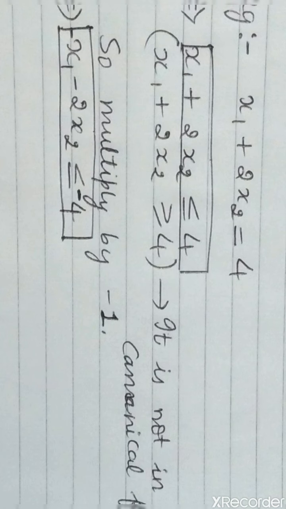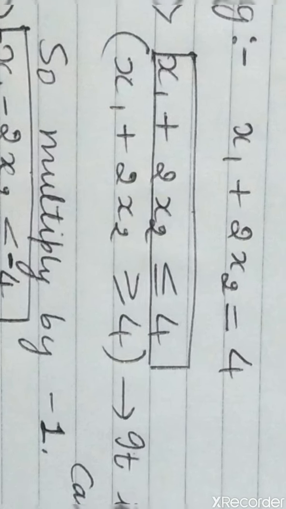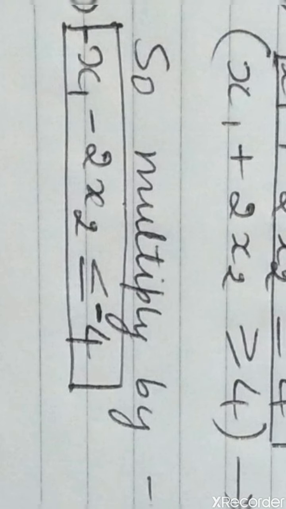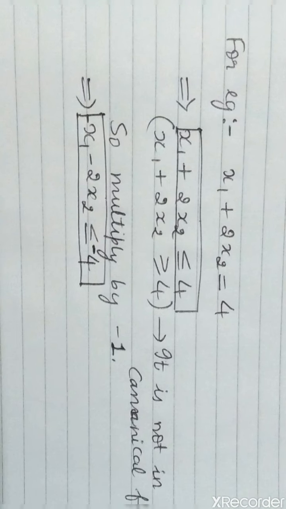But the second equation goes wrong, so you have to convert that equation by multiplying by -1. After that you get minus x1 minus 2x2 less than or equal to minus 4. So now the two equations are x1 plus 2x2 less than or equal to 4, and the second equation is minus x1 minus 2x2 less than or equal to minus 4. So if you have an equality constraint, then you have to follow this method.